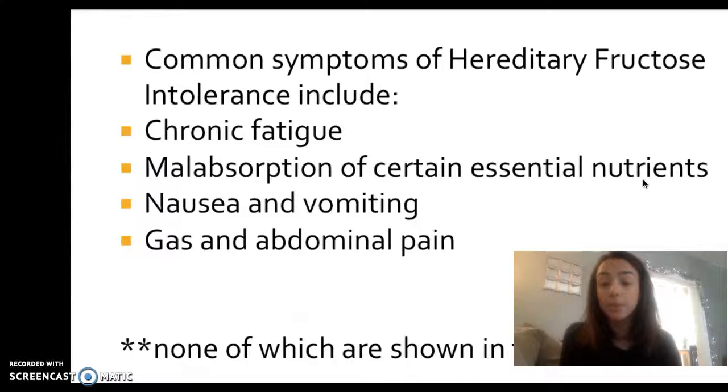So now I'm going to go through the reasons why A, B, and D are incorrect. So why not A? The common symptoms of hereditary fructose intolerance include chronic fatigue, malabsorption of certain essential nutrients such as iron, nausea and vomiting, and gas and abdominal pain. None of these symptoms were pointed out in this case, showing that this would clearly not be the proper diagnosis for this infant.